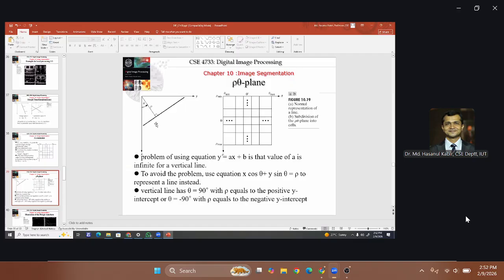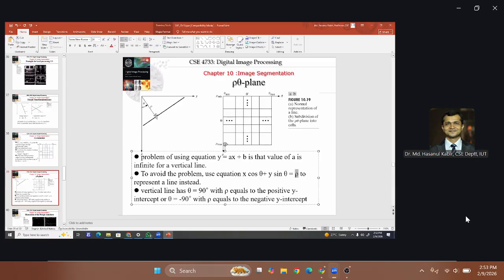So in this case, we have the equation representation from y equals mx plus b to x cos theta plus y sin theta equals rho. Now if you look at this line, previously that line was represented by slope and y-intercept. Now the line is represented by an angle theta with respect to the x-axis, and rho is basically the distance. It's the distance from the origin to the line.